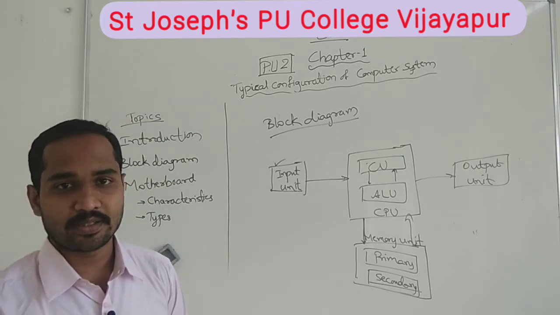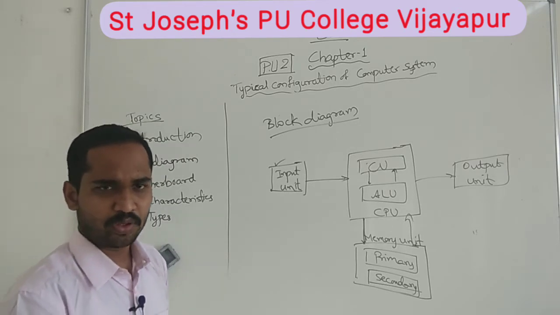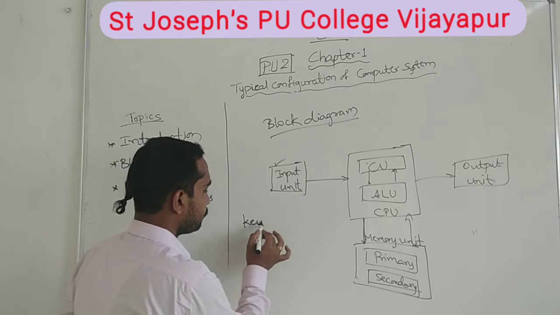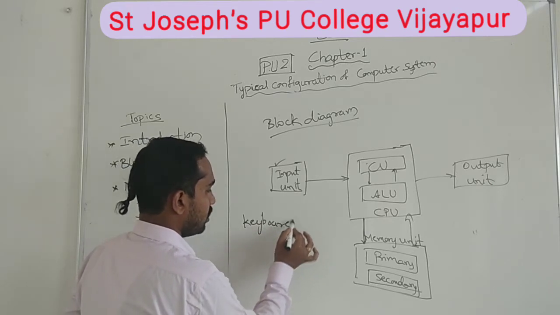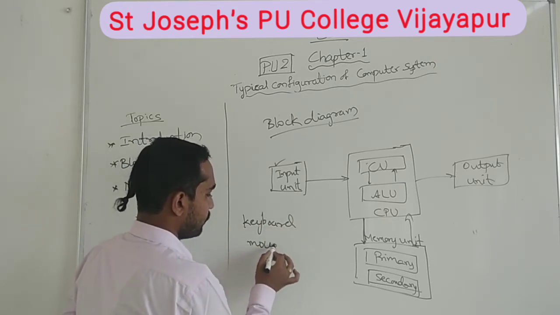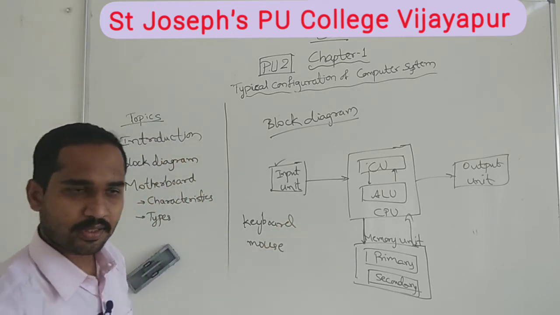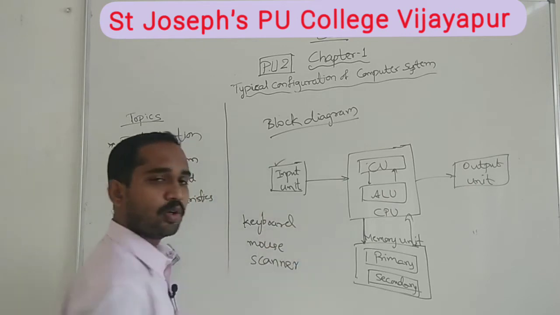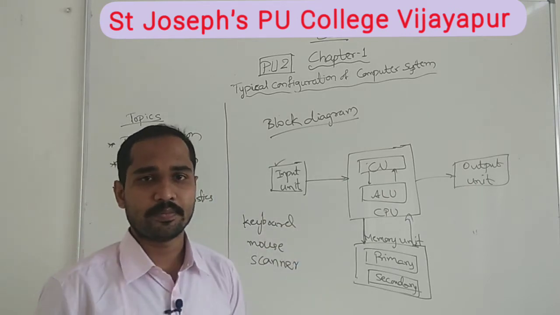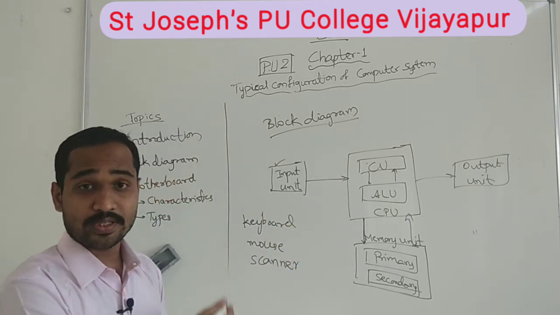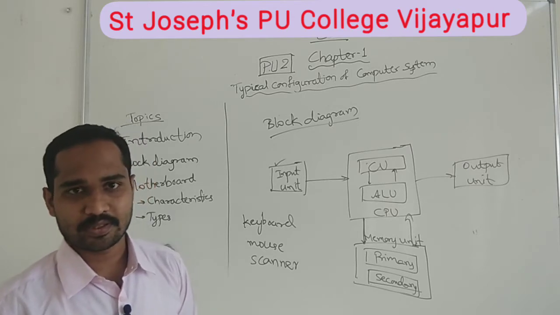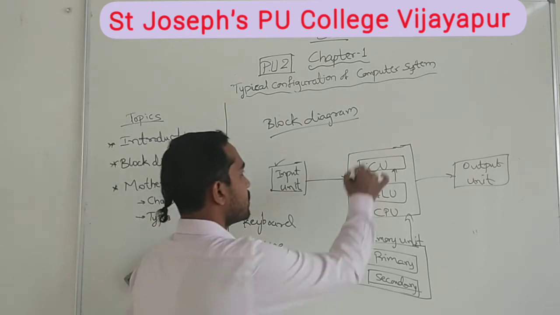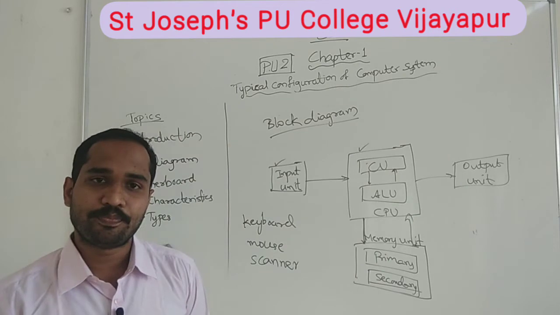Which are the input devices? You can just name them here. Like keyboard, then mouse. Which are the other input devices? You can list them yourself. Scanner, OMR, OCR, MICR, joystick. These are all the input devices. Okay, so the second one is CPU.